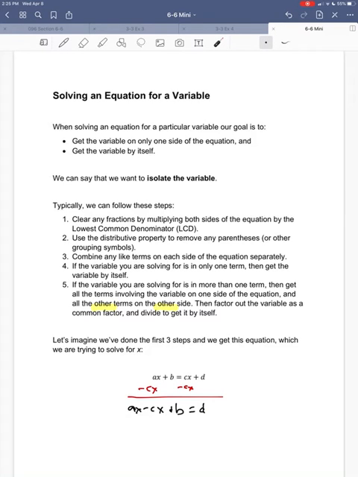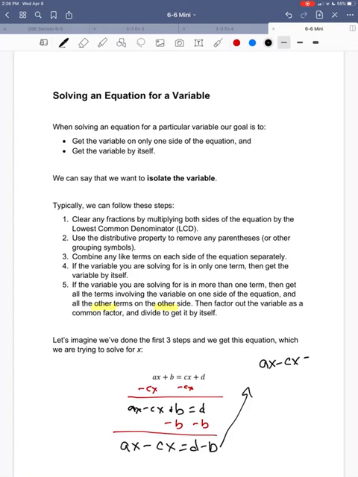So it says get all the terms involving the variable on one side. That's what we've done here. Everything involving x is on one side. But then we have to get all the other terms on the other side. So this b doesn't have an x, which means it has to go over to the other side. So I'm going to subtract b from both sides. That's going to give me ax minus cx equals d minus b. And let me just rewrite that here: ax minus cx equals d minus b.